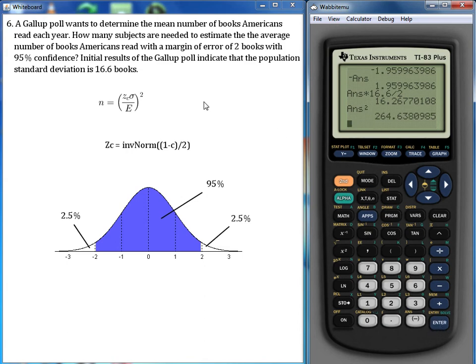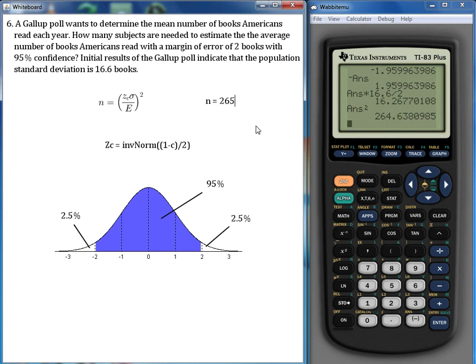And here, the answer that you give needs to be rounded up to the next whole number. So even if this was 264.4, I would still round it up to 265. But in this case, this would round to 265. And that's going to be the number of books, or the number of people, that we want to sample in order to figure out the mean number of books that people read.